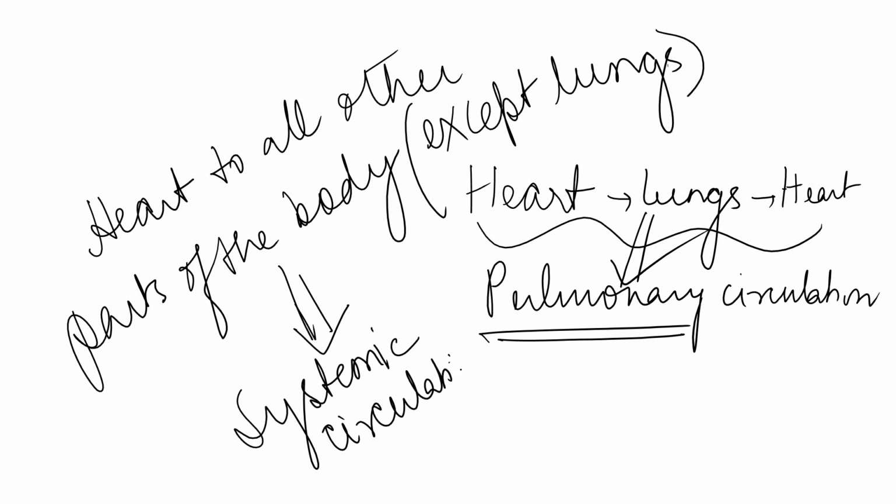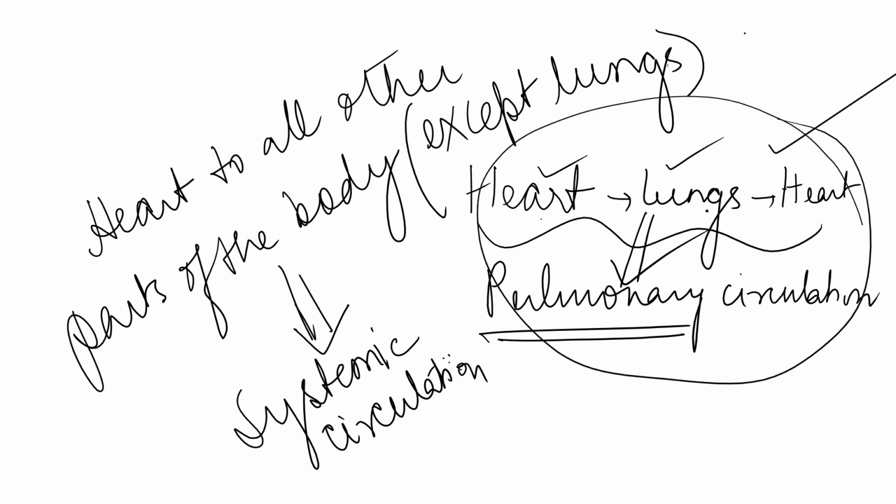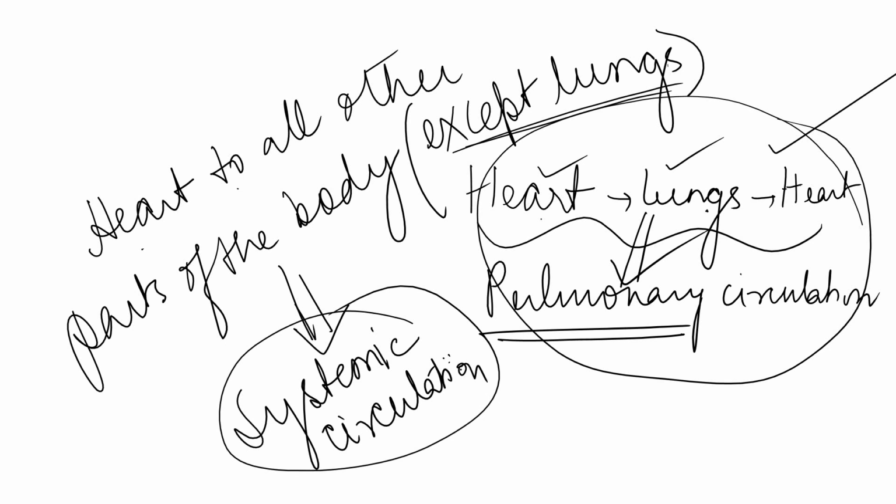This is called the what circulation? Systemic circulation. So you see, from heart to lungs, and from lungs back to heart by the pulmonary vein, that is called the pulmonary circulation. But when the blood moves from heart to all the other parts of the body except lungs, lungs will not be involved here, then that is called the systemic circulation.